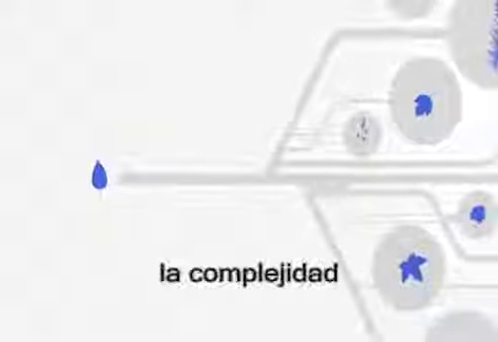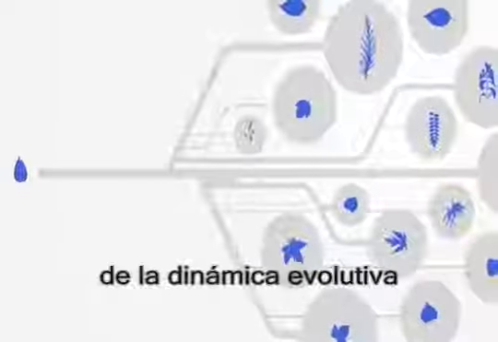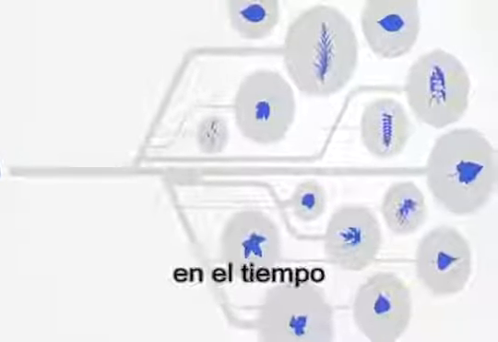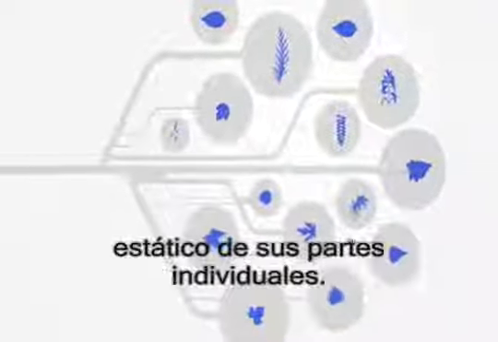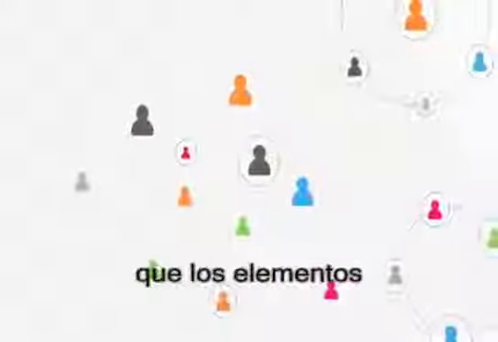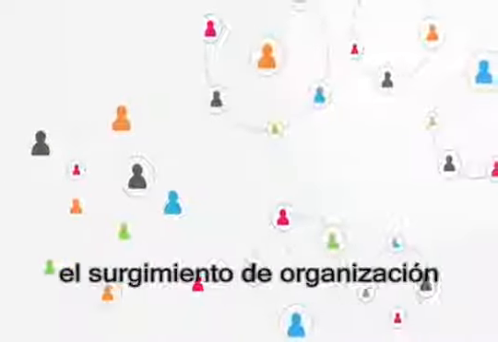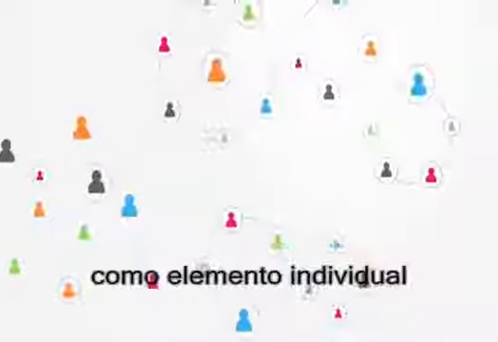Thirdly, adaptation. When elements become capable of adapting, their behavior over time can become increasingly complex. Thus, complex adaptive systems are often best modeled as the product of evolutionary dynamics that have shaped them over time, as opposed to the static analysis of their individual parts. The capacity of adaptation also means that elements can self-organize, limiting the need for centralized control and allowing for the emergence of organization from the bottom up, as individual elements can interact and synchronize to form patterns.